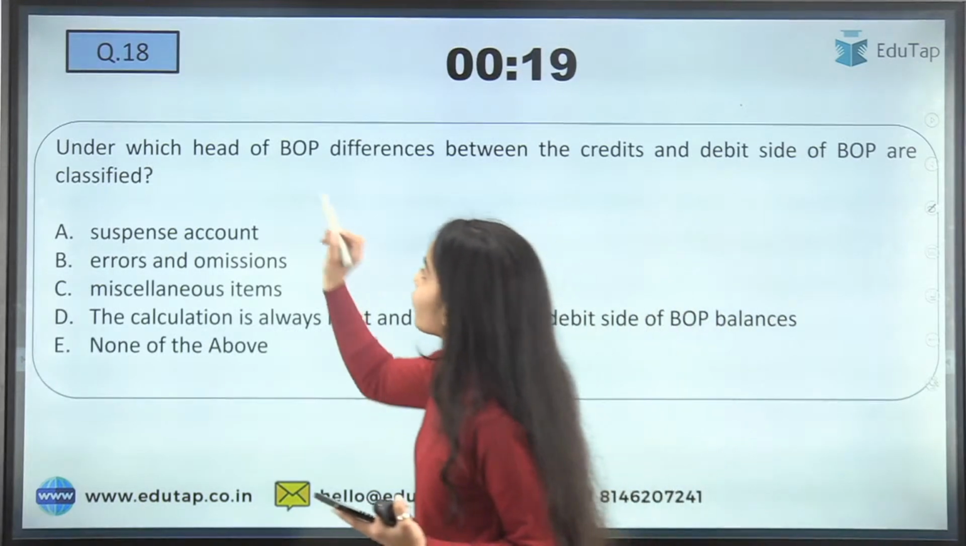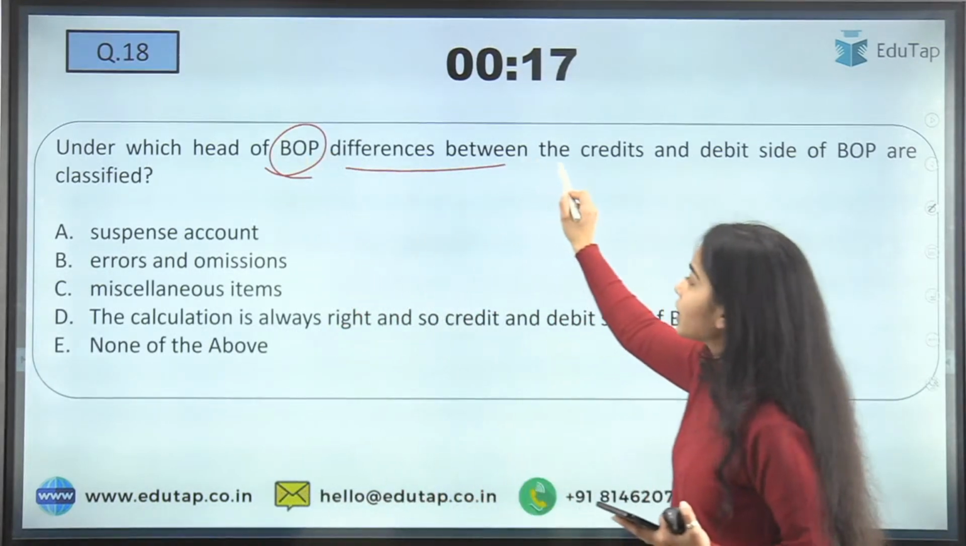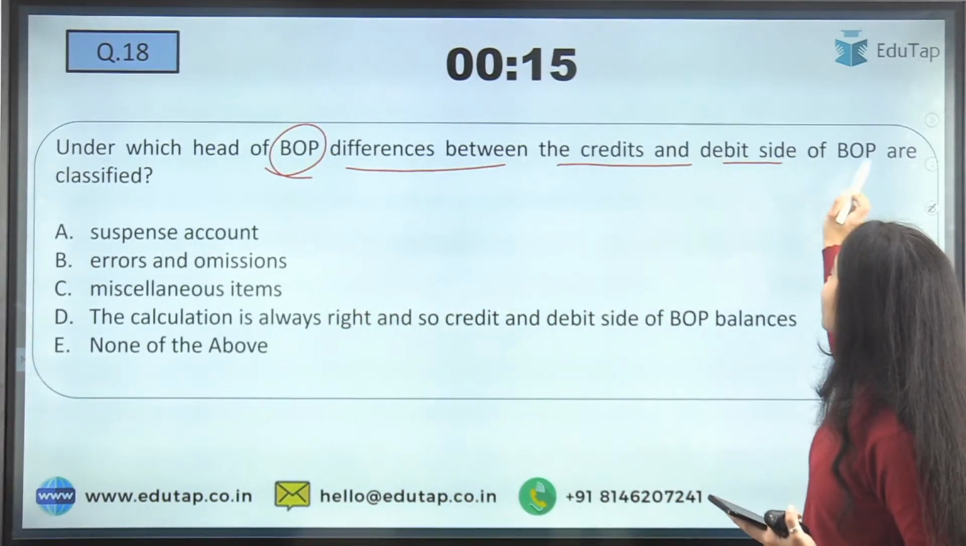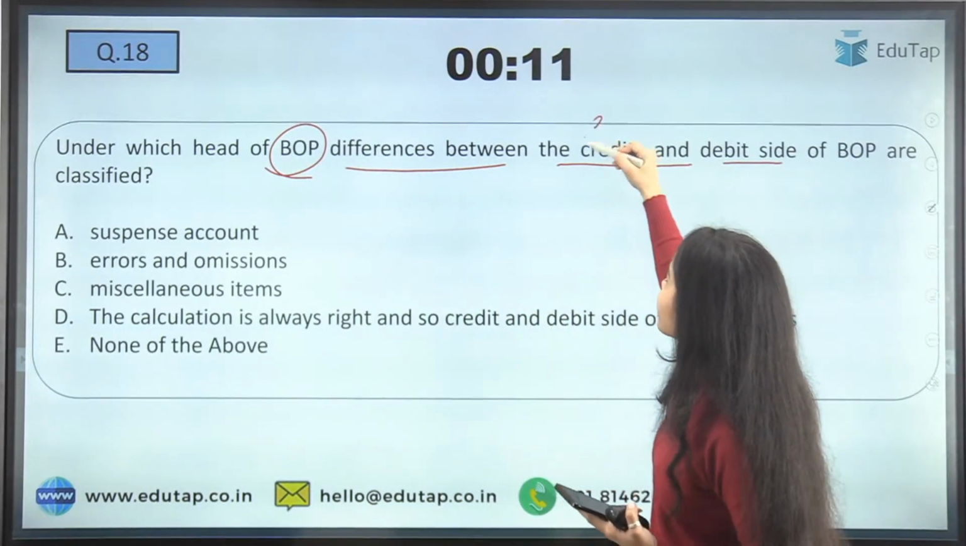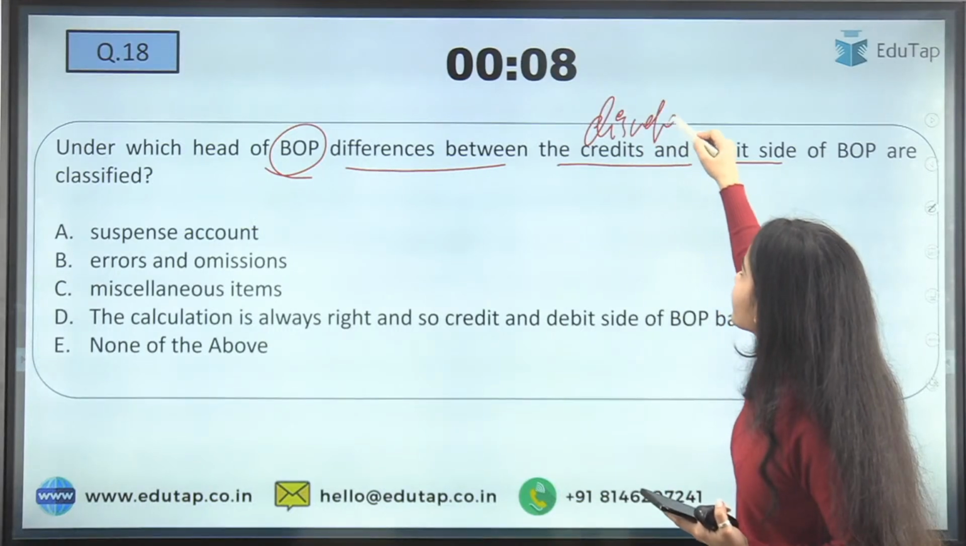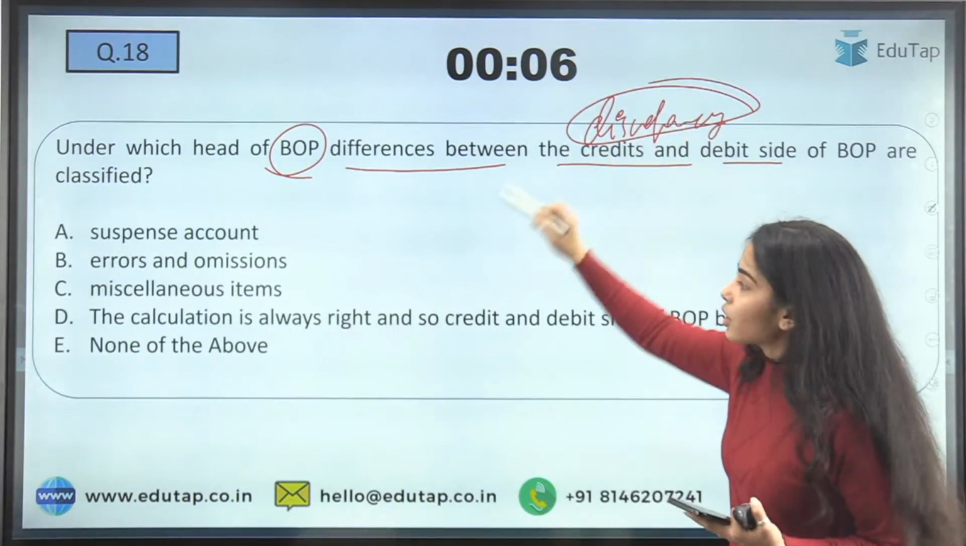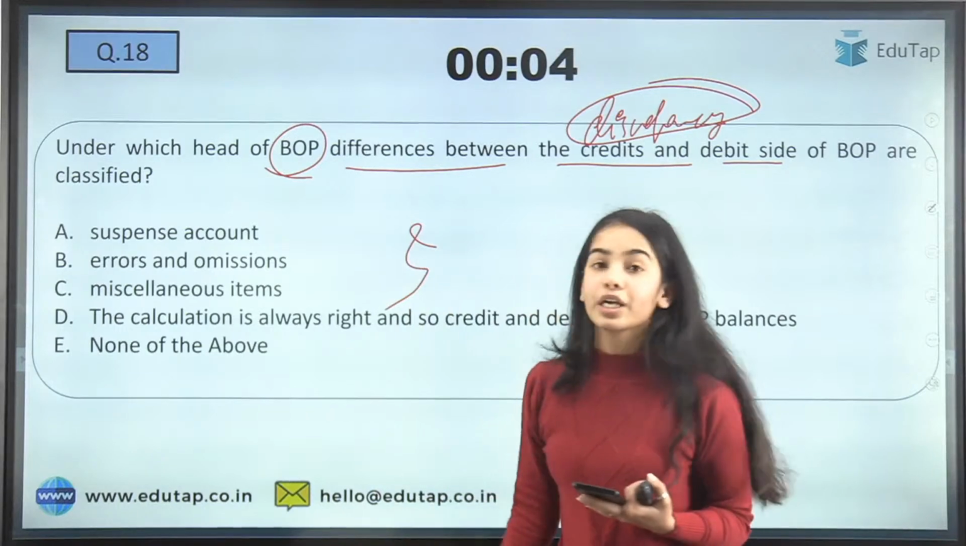Okay. So under which head of BOP are differences between the credit and debit side of the BOP classified? We are saying not like the discrepancy. Which of these shows the discrepancy? You have to tell this.